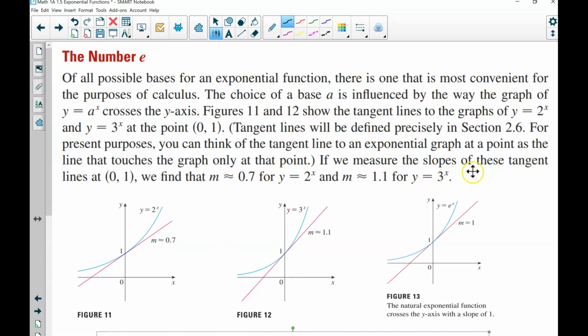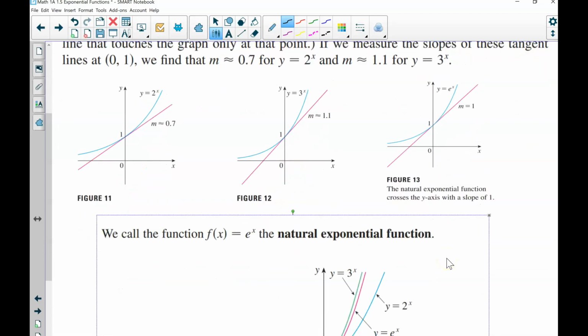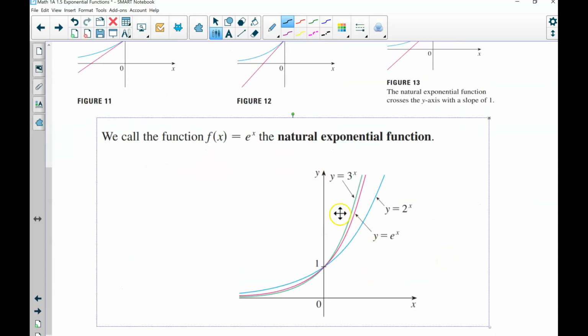Now if we measure the slopes of these tangent lines at (0, 1), we would find that the slope of this tangent line is approximately 0.7. So this slope is a little different here, right? Now if you look at y equals 3 to the x, this slope is approximately 1.1. And for y equals e to the x, what's nice about that slope? That slope is 1. So we call the function f of x equals e to the x the natural exponential function.